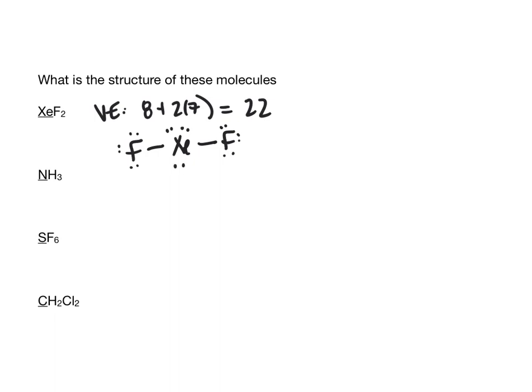So how many things are connected to our central atom? We have 3 lone pairs, and then we have 2 bonded atoms. And so in this case, we're going to have a steric number of 5.